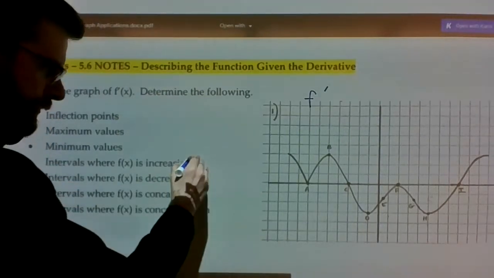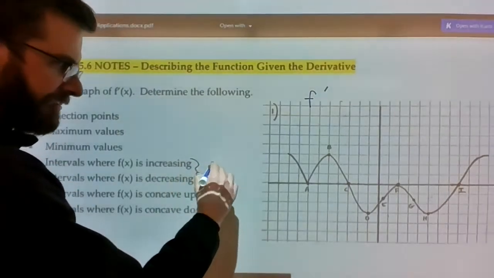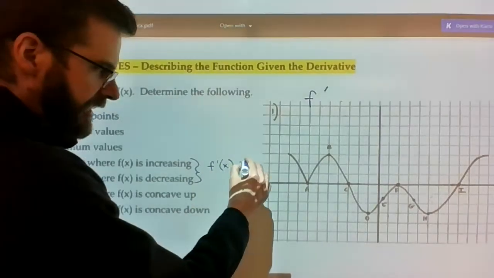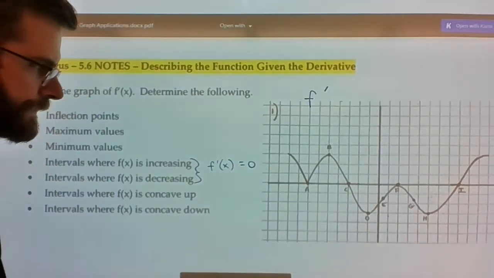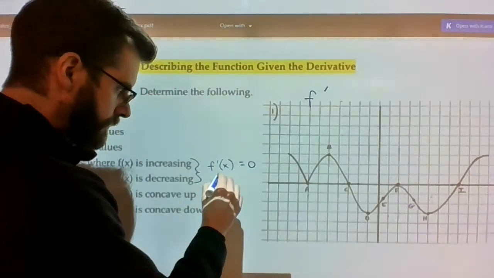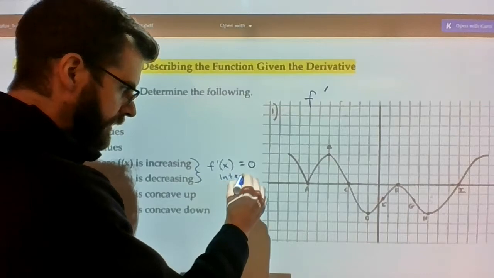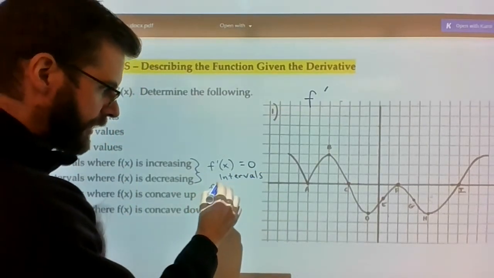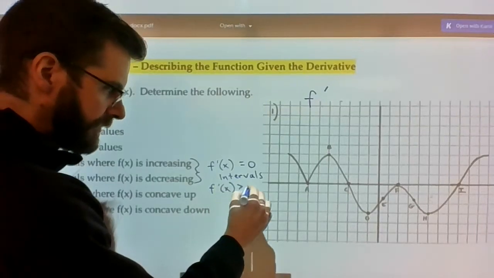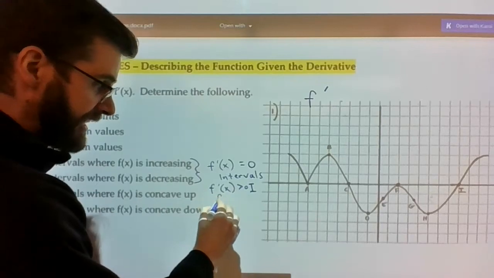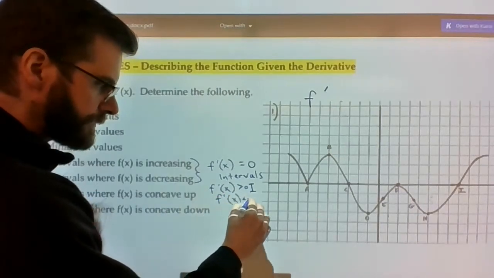Well, for these two, you'd say, I need to find the derivative, set it equal to 0, and then set up the intervals, test them. If your derivative is greater than 0, it's increasing. If it's less than 0, it's decreasing.